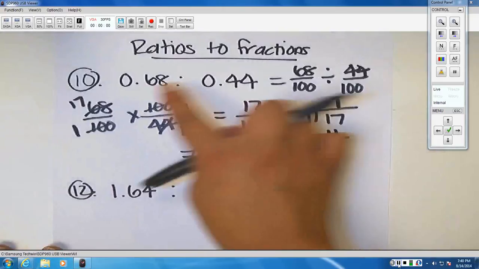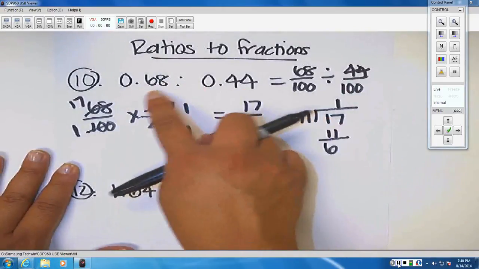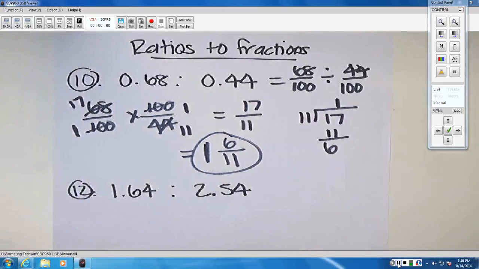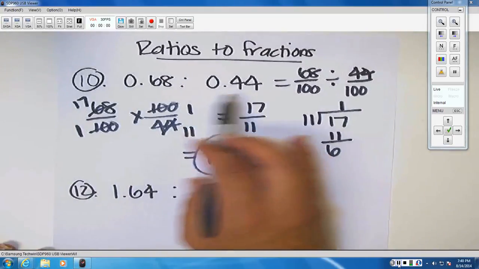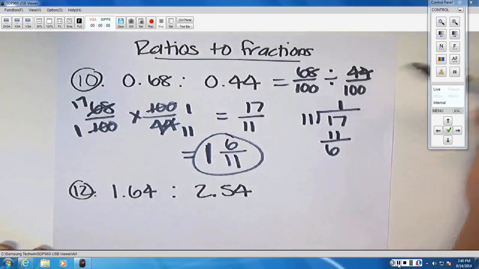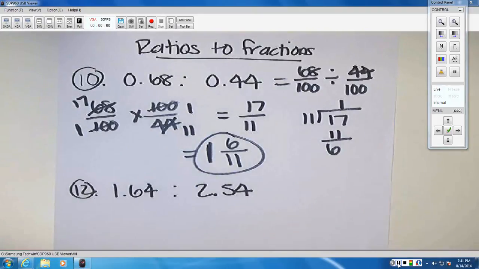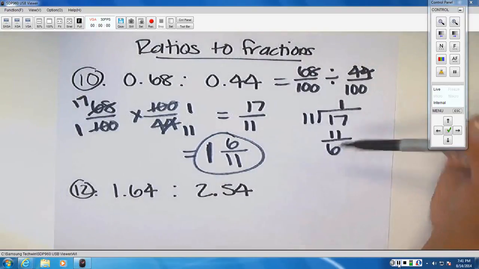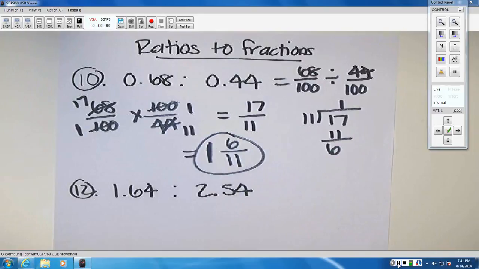Okay, so taking this ratio of 0.68 is to 0.44, turning those both into fractions. Remember, we just practiced a little bit ago taking decimals and making them into a fraction. So these were both in the hundredths place. So we took 68 over 100 divided by 44 over 100. Flip that second fraction so we could have an easy multiplication. Did our reduction as we needed to and ended up with 17 over 11. That improper fraction, we did a little tweaking and we turned it into a mixed number. Okay, last one, we'll do number 12.